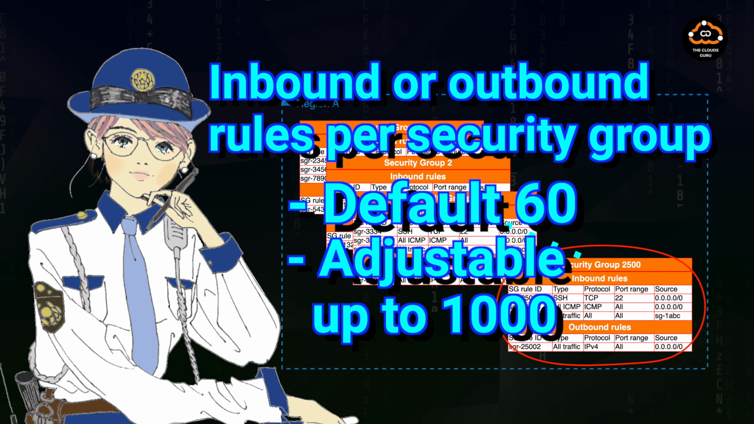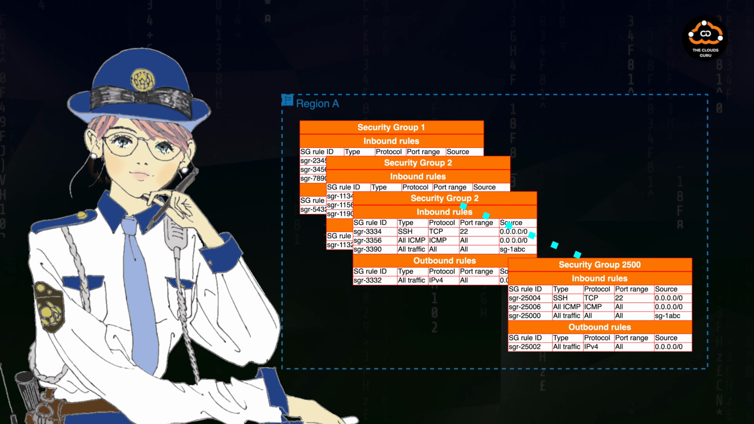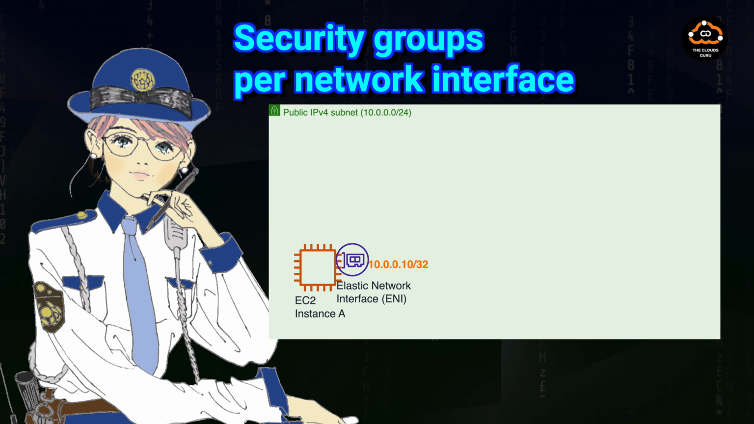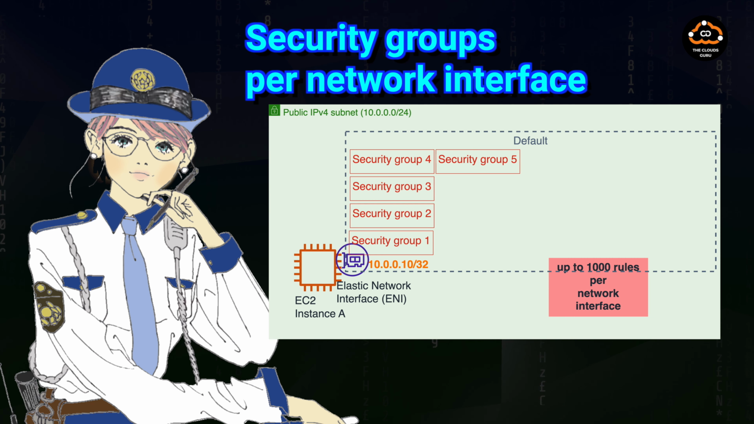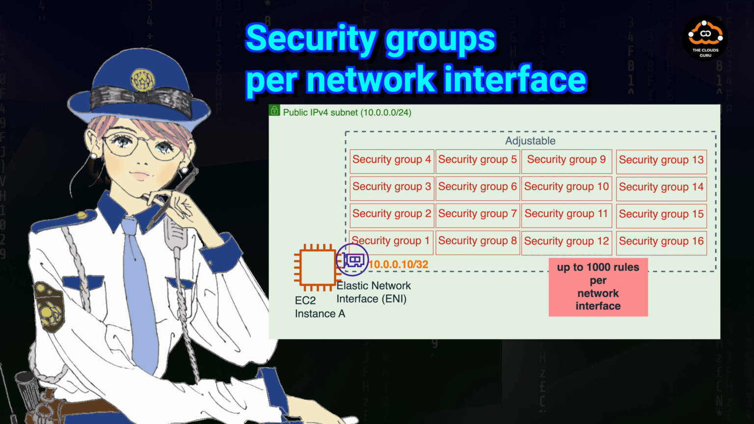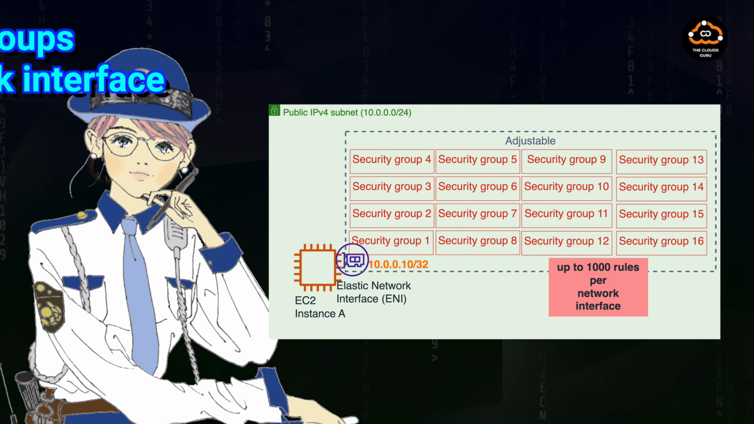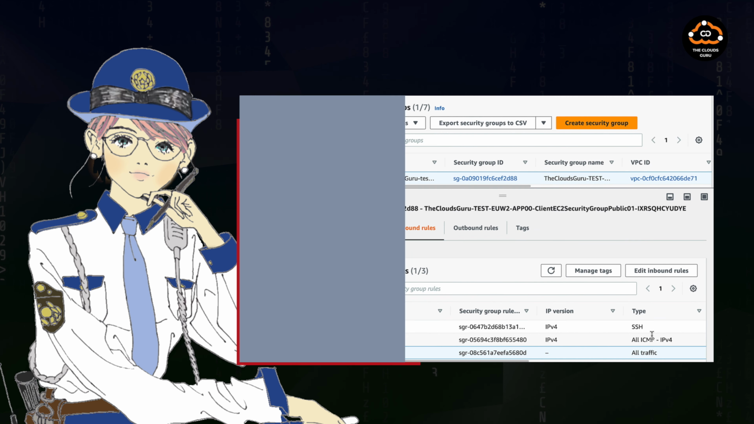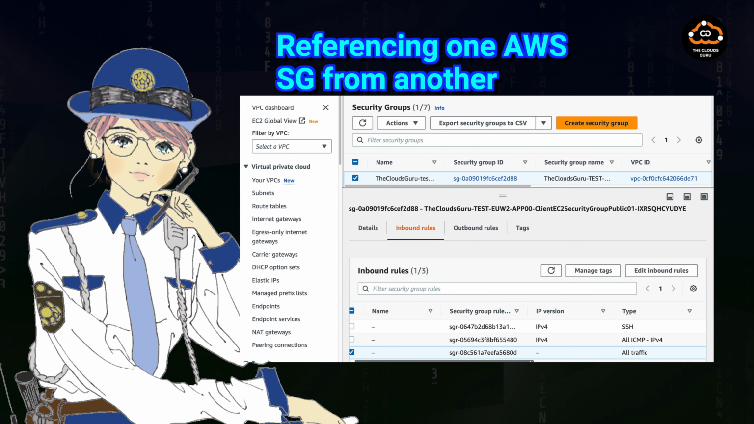Remember, this quota, when multiplied by the quota for security groups per network interface, shouldn't exceed 1,000. Security groups per network interface. Starting at 5, with the possibility to adjust up to 16, just keep in mind the cumulative rule count shouldn't surpass 1,000.